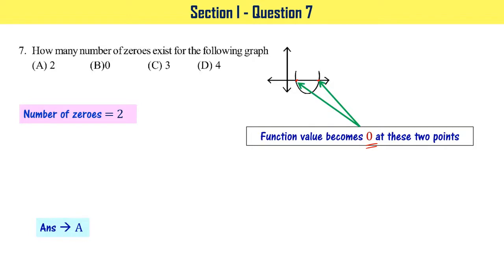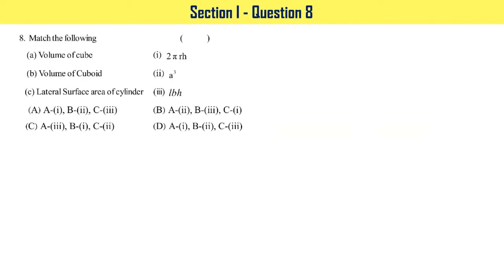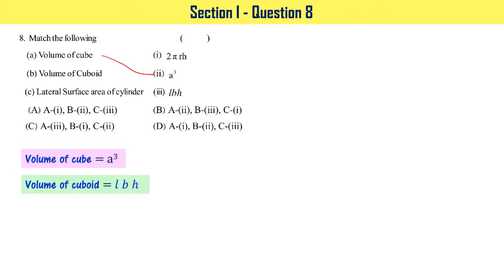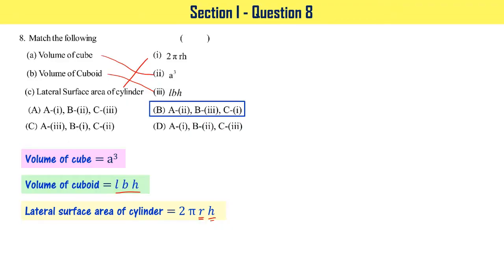Let's go to the next question, question number 8. Let us match the following. Volume of cube: we know if the side of the cube is A, then the volume of the cube is A cube. Let's connect that. And volume of cuboid is given as length times breadth times height, that is LBH. And lateral surface area of the cylinder is defined as 2 pi RH, where R is radius and H is height of the cylinder, right? Let's connect that. So now we can say that choice B is the answer, right?